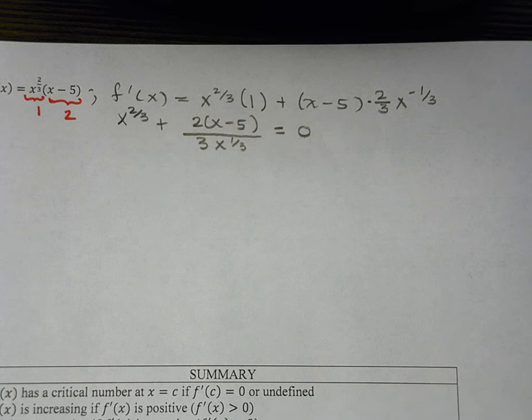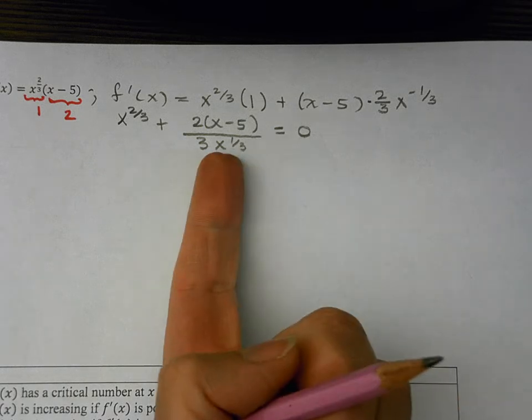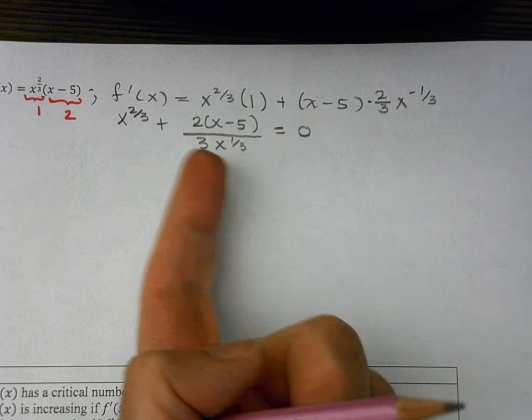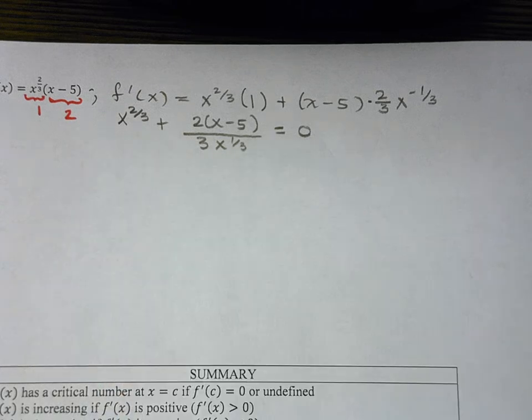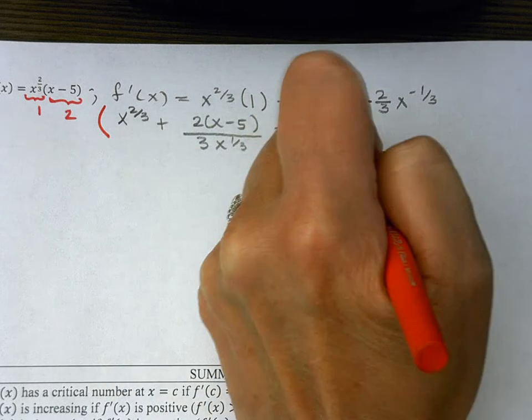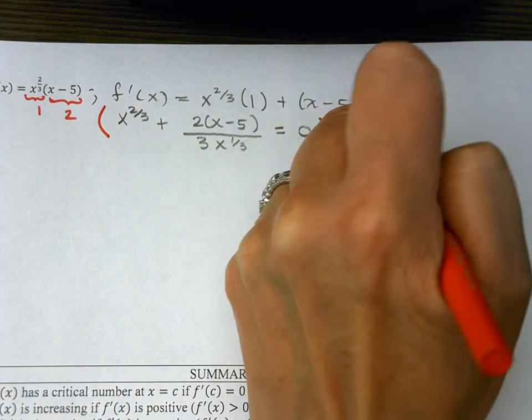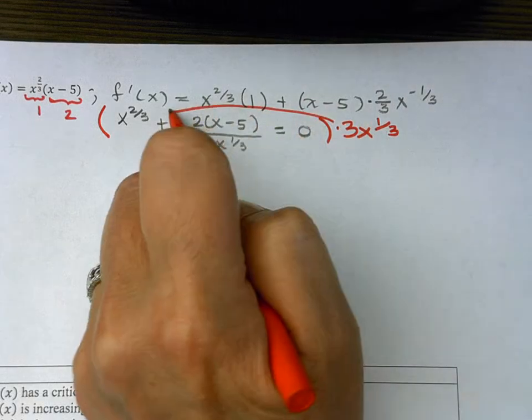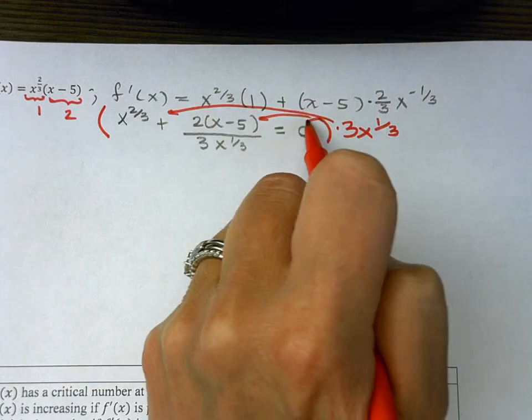All right, and so then from here, I'm going to go ahead and subtract this to the other side. There are lots of different ways, or you can clear your fractions by multiplying. So different ways to kind of attack this. I'm going to clear my fractions, and I'm going to multiply both sides by 3x to the 1/3, and that's just to get rid of that fraction. And so it'll distribute to both of these, and then to the 0 as well.